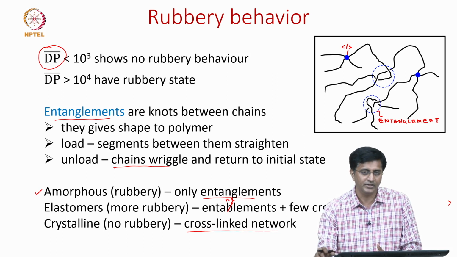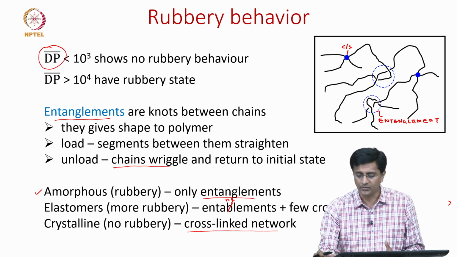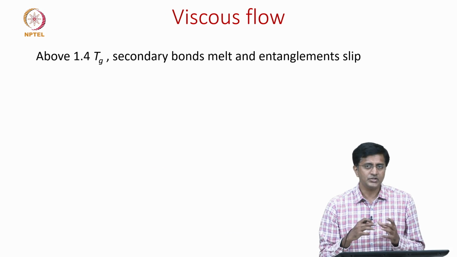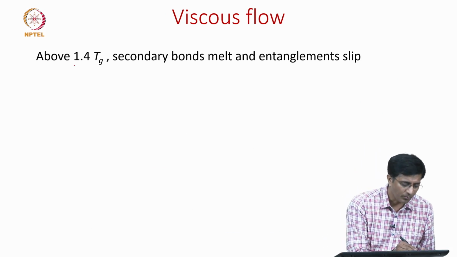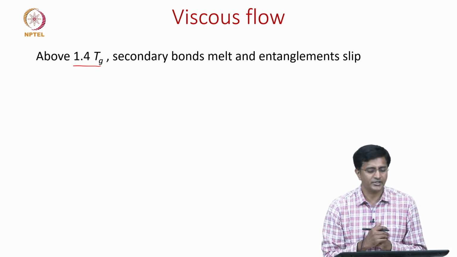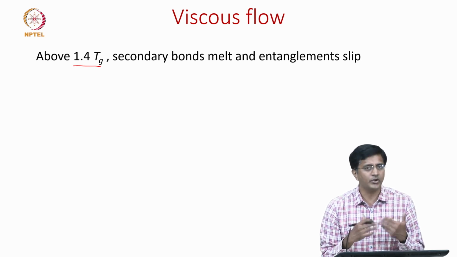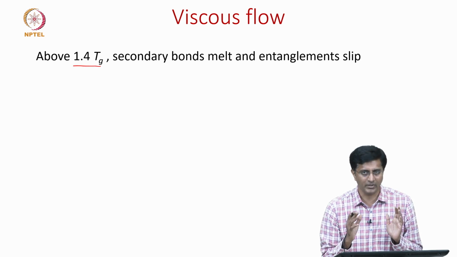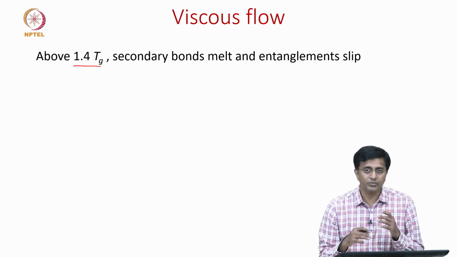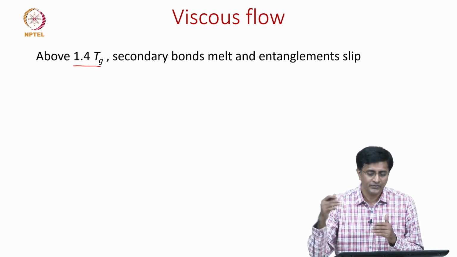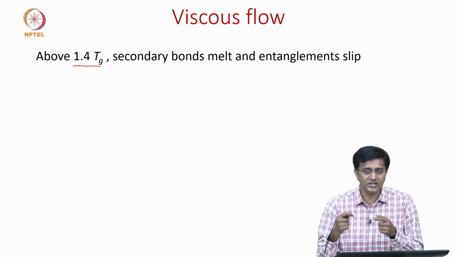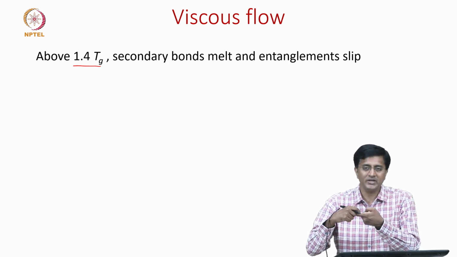Okay. So now let us see what happens if we further increase the temperature beyond this rubbery behavior. That is when we get the viscous flow. So this usually happens above 1.4 times the glass transition temperature. At that temperature, of course beyond Tg the secondary bonds melt, but if the temperature is much beyond Tg, then there is enough energy in these chains that these entanglements slip.